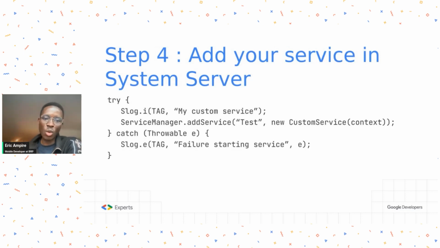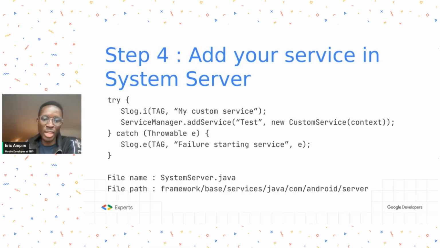After that, we need to add our service to the system server, because like I have said, our service runs in a separate process. In this case, the only thing that we need to do is to call the service manager and call the method addService. Here we need to provide the name of our service, and here we can just create an instance of the implementation of the IDL file that we have created. It is as simple as that, and you just have to put that in a try-catch block in case there is a problem.